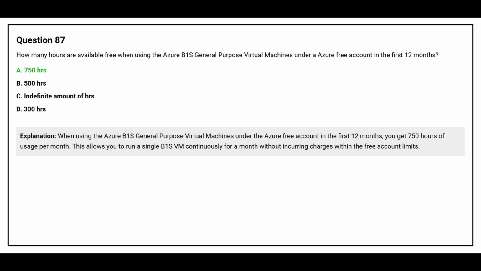When using the Azure B1S General Purpose Virtual Machines under the Azure Free account in the first 12 months, you get 750 hours of usage per month. This allows you to run a single B1S VM continuously for a month without incurring charges within the free account limits.